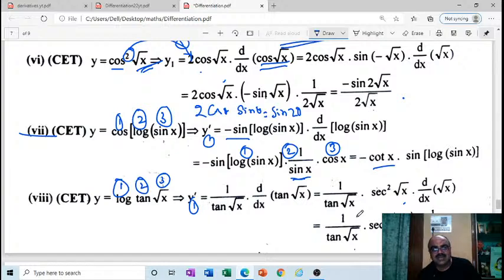So what are the 3 things? 1, 2 and 3. 1 by tan root x into secant square root x into 1 by 2 root x. So do I have to simplify this further? If this is one of your options, because you will have 4 choices, and you see this as the answer, you don't have to proceed further. If it is further simplified, then only you need to do that. Is this clear to you?